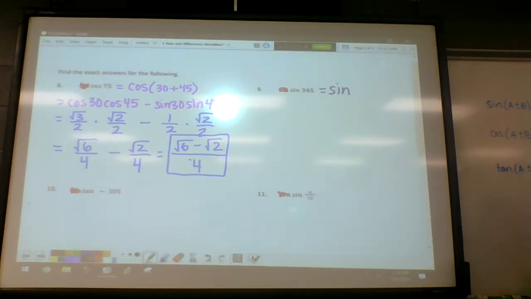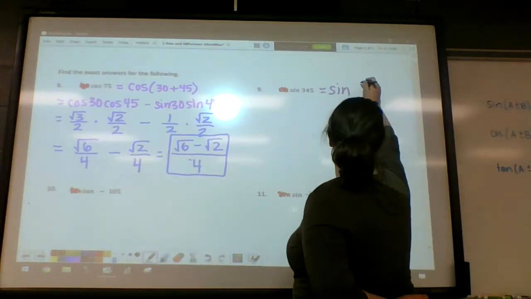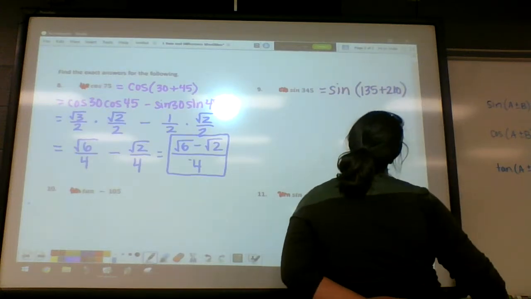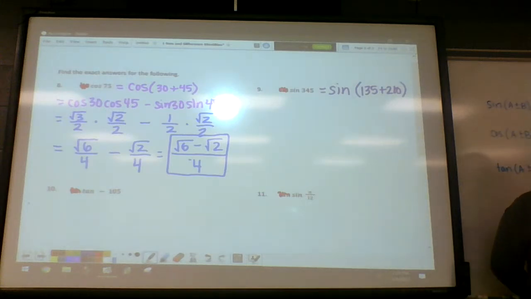Lots of options. Somebody give me an option. Any option to get 345. Now remember, you want it to be on the actual unit circle, right? So you don't want to pick like 340 and 5 because that's not very helpful because we don't know those. So 345. Say that again? 135 and 210. And did you add or subtract? 135 and 210. That's an option. What's another option? Give me another one. 300 and 45. 345. Yeah, you can go with that option.